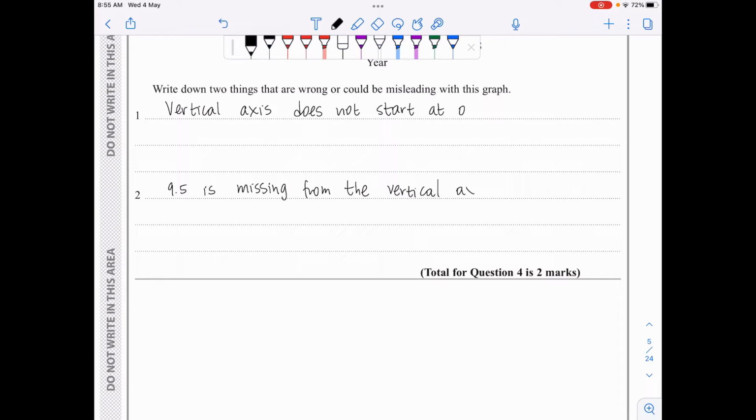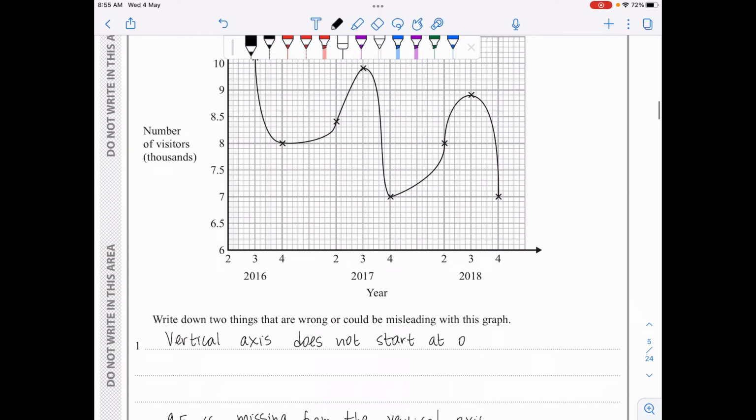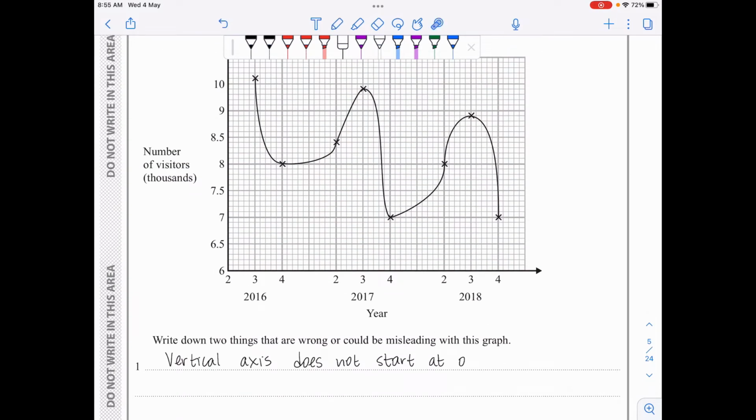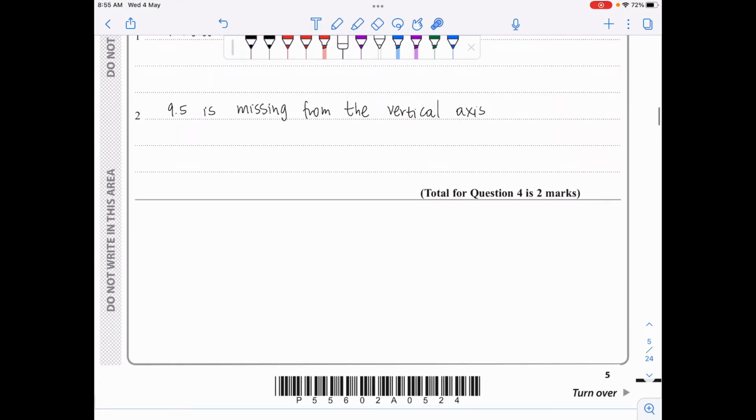And another thing someone could say is that the points have not been joined with straight line segments. That should be the right thing. And the person who drew this time series graph just joined them with a curve. So that could be an additional point. I could call it point 3 here, that points have not been joined with straight lines.